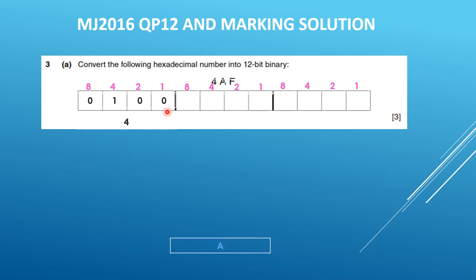So we will be putting 1 under the binary notation 8 and under the binary notation 2. So this is how we are going to get the value A.